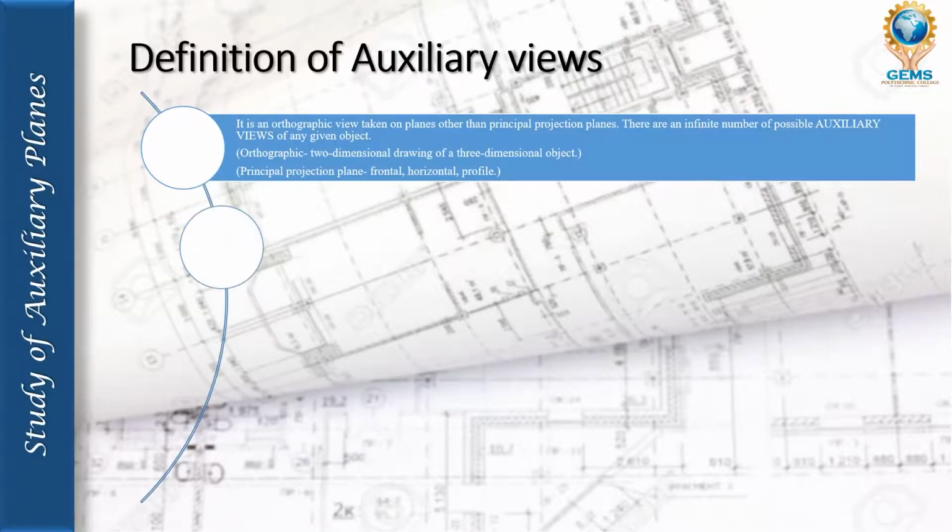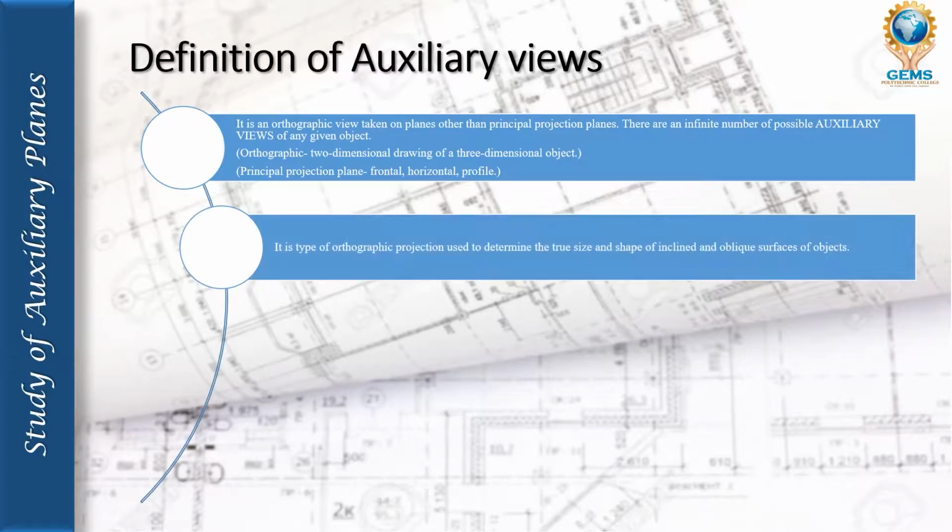Okay, the next one is, it is a type of orthographic projection used to determine the true size and shape of inclined and oblique surfaces of objects. If the object has inclined or oblique surfaces, this orthographic projection is used to determine the true shape, the original shape and the original size.